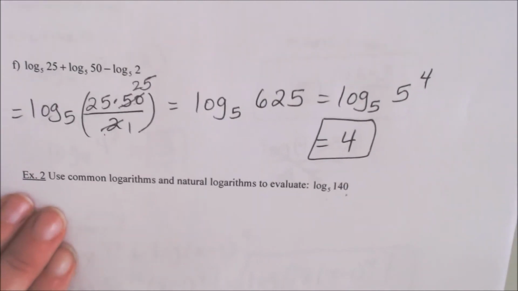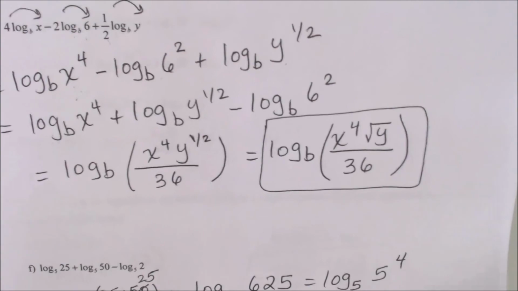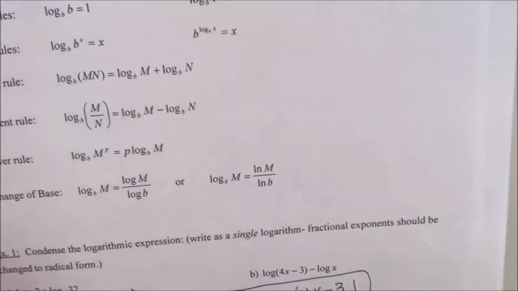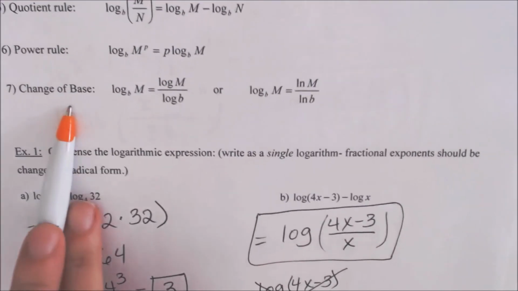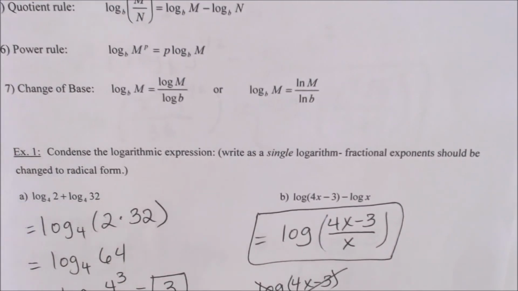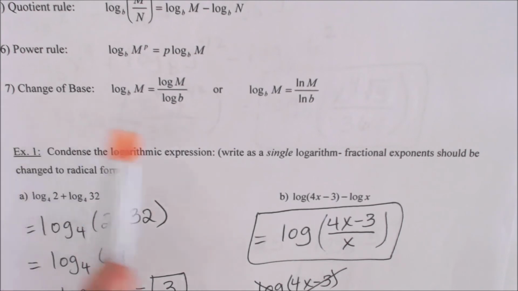So this is where that last rule, we haven't talked about it yet, the change of base formula. Let me show it to you back on the first page here. The change of base formula is what we're going to use to simplify this right here. So if I want to evaluate a log that's anything besides a common log or a natural log, because my calculator will operate in common log and natural log, but any other logs, if I want to calculate them, I have to use this change of base formula.